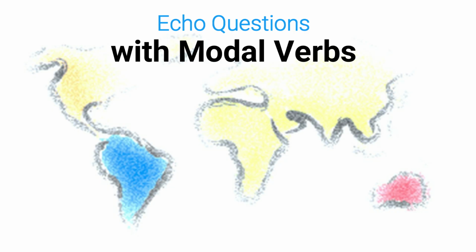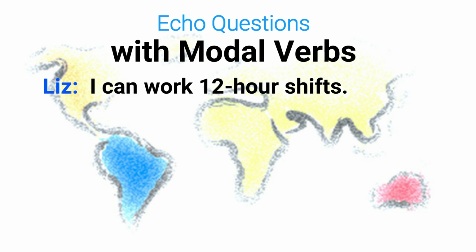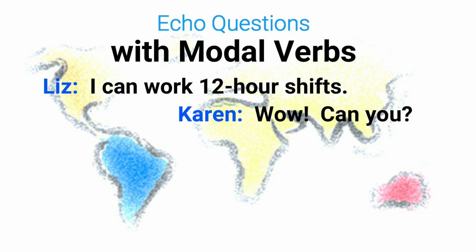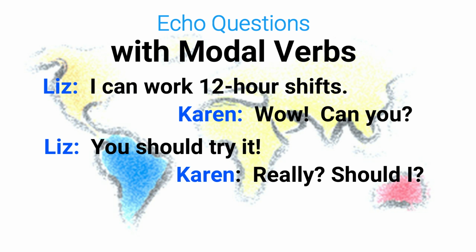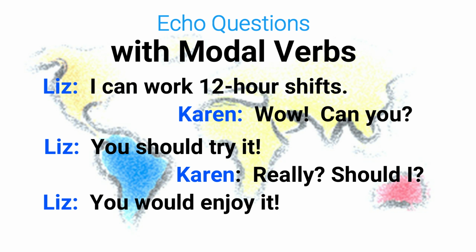We can also use the modal verbs with echo questions. Just change your modal for whatever modal is being said in the declarative. For example, Liz says, "I can work 12-hour shifts." Karen says, "Wow, can you?" "You should try it." "Really? Should I?" "You would enjoy it." "Would I?" Again, my first example here is using the modal can. My second example is should, and my final example here is using the modal would.